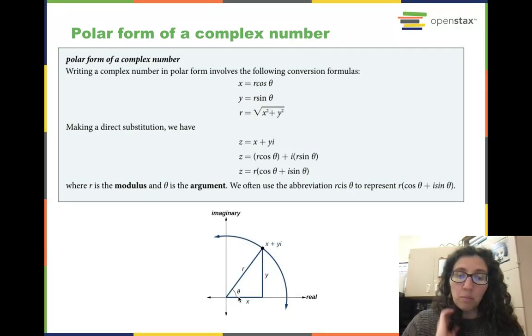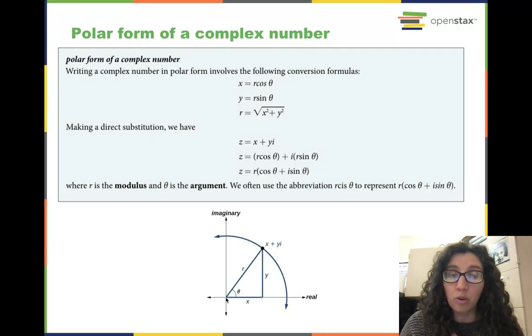So just like with the polar form of any number, we have our x value here and our y value here. In the case of complex numbers, this is our real part and this is our imaginary part, right? So if this is our theta, we can write that x is going to be r times cosine of theta, and y is going to be r times sine of theta. And r is going to be the square root, we've already talked about this using the distance formula, of x squared plus y squared.